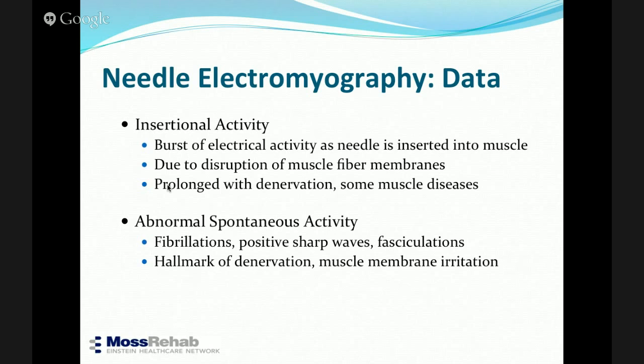Abnormal spontaneous activity: you see fibrillations, positive sharp waves, fasciculations. It's a hallmark of loss of axons and also some muscle diseases. In muscle diseases, why would I get fibrillations and positive waves? There's no axon loss, right? So it's because of the loss of connection between the end plate zone, where the nerve is entering the muscle, and the piece of muscle fiber which is not connected to that, because of, say, a huge vacuole, such as in muscular dystrophy, or maybe in polymyositis, there is disruption of the muscle itself, which has lost the connection, and that part of the muscle is going to be fibrillating.